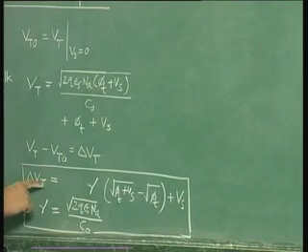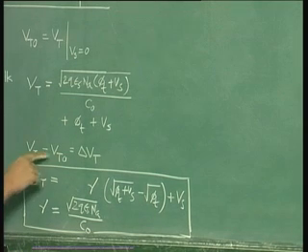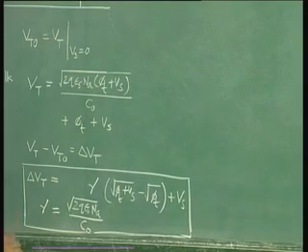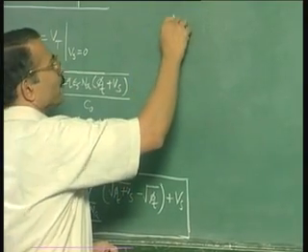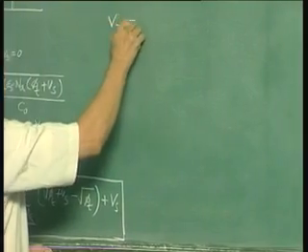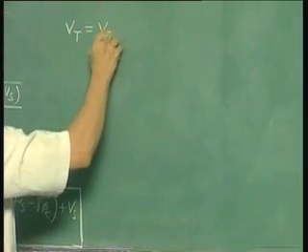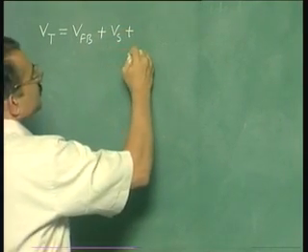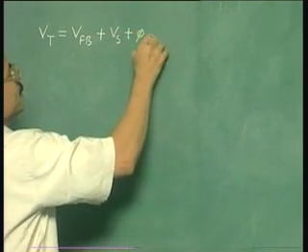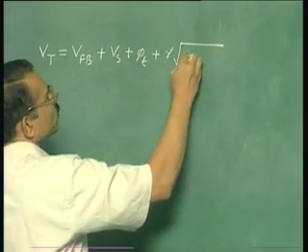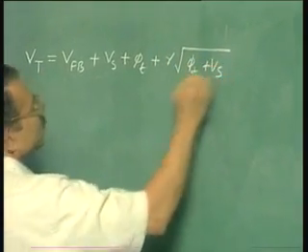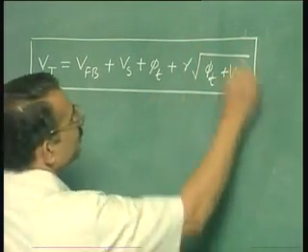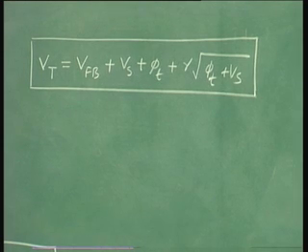Delta Vt will not be affected because when you subtract Vt0 from Vt, both will have a flat band voltage term and that term will get cancelled. So including the flat band voltage, you can write the threshold voltage as flat band voltage plus Vs plus phi t plus gamma into square root of phi t plus Vs. So this is the threshold voltage of a 3-terminal MOS capacitor.